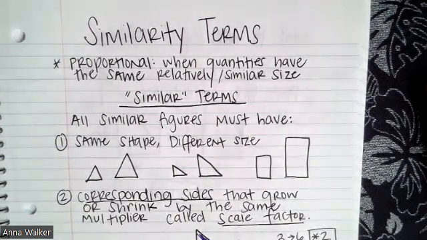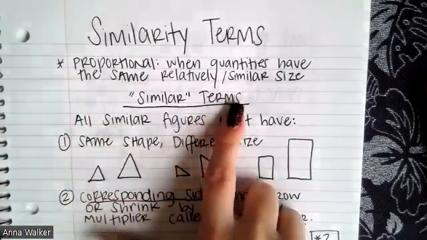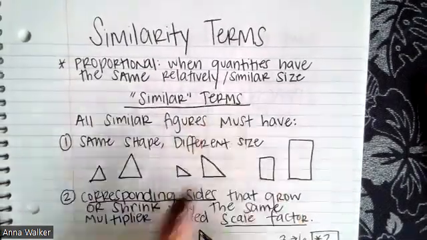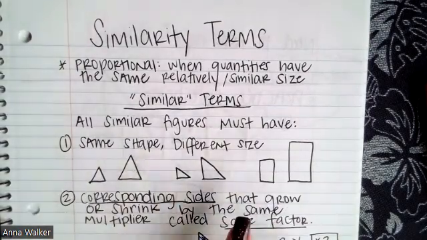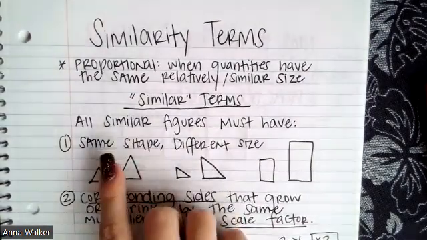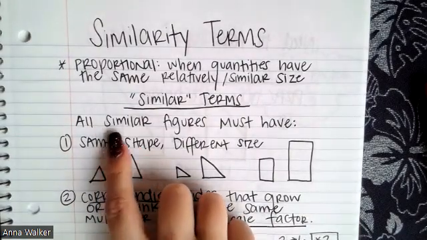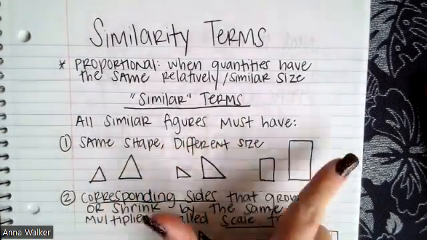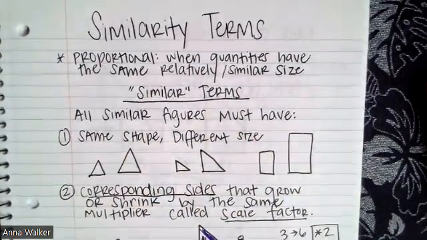So when we're looking at shapes, something that's interesting about shapes is what's known as similarity. There are similarity terms that are going to be really important for the future, when we talk about proportionality amongst shapes. So when we're looking at two shapes, all similar figures must have three things in order to be considered similar figures to each other.